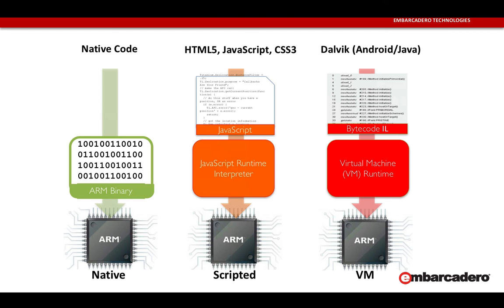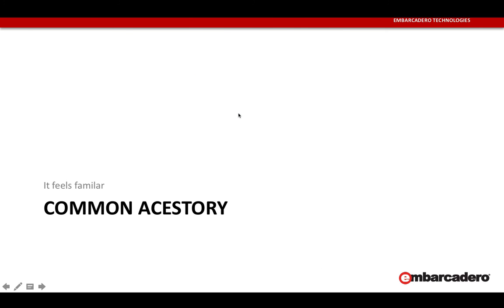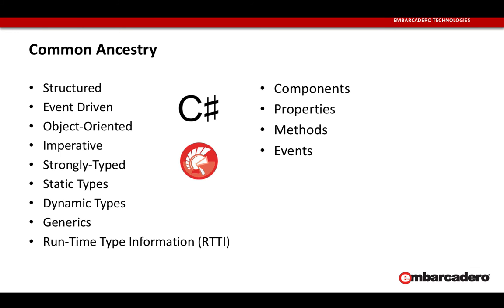So why is this all important? Well, today you can get to here using Delphi. And the reason that's important is because for C# developers and people using .NET, Delphi feels exceptionally familiar. It comes from common ancestry, which means across both languages, C# and Delphi, they're structured, they're event-driven, and very, very similar in terms of their object-oriented approach.